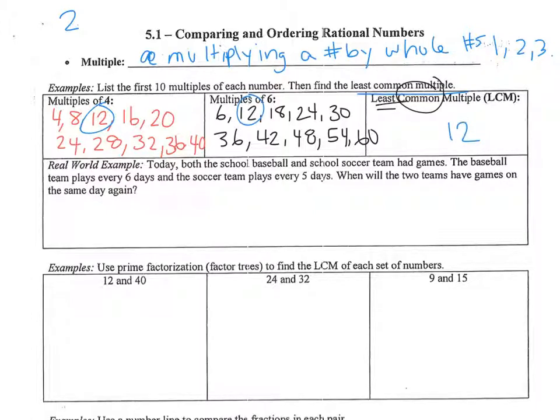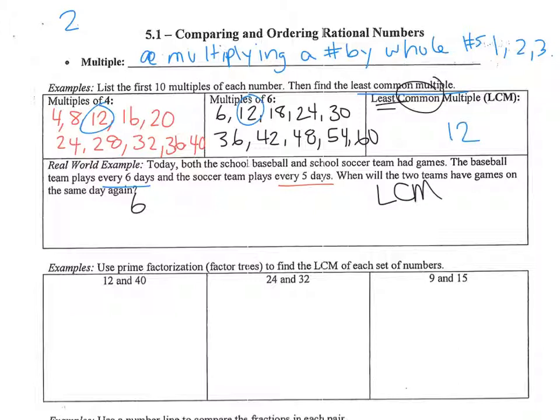Here's an example. Today, both the high school baseball and soccer teams had games. The baseball team plays every 6 days, and the soccer team plays every 5 days. When will the two teams have games on the same day? So what we're looking for is basically the least common multiple of both of these.